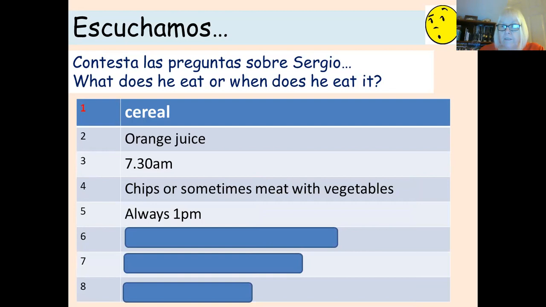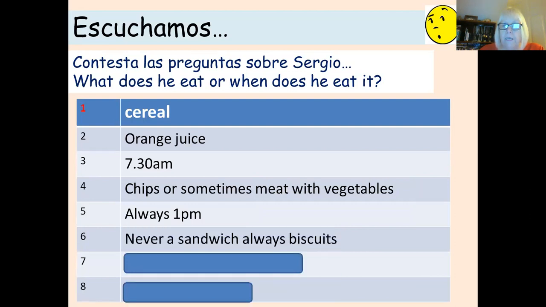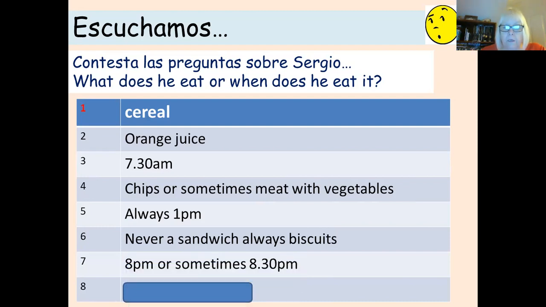¿A qué hora comes? Was the next one. Siempre como a la 1. I always have lunch at 1, he said. ¿Qué meriendas? Was the next question. What do you have as a snack? And he said nunca, nunca meriendo un bocadillo. Siempre meriendo galletas. So I never have a sandwich as a snack. I always have biscuits. Number 7.